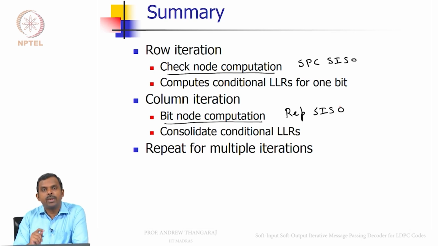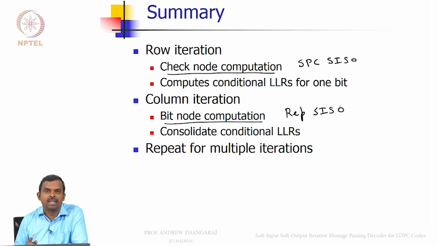Now what you did in one iteration, you can keep repeating again and again. When you repeat, if you imagine a little bit, for every bit you are using information from all other received values, through this message passing method. Just by using a SISO decoder for SPC codes and for repetition codes, one can keep iterating and repeating and improve the beliefs.